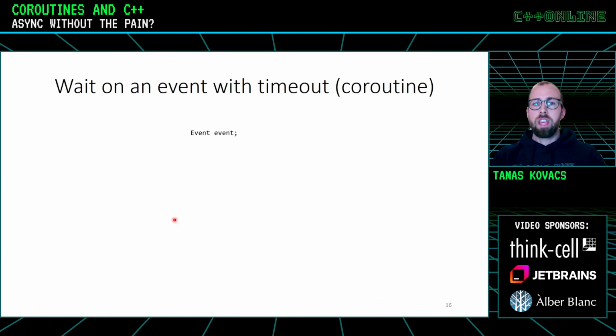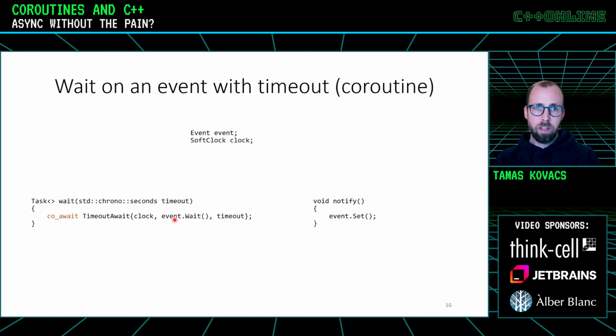So we have the same event, nothing changed there. We have now soft lock. Okay, you don't need to know too much about soft lock. Soft lock is very simple. It's just a lightweight thread-safe timer that schedules and executes callbacks after a certain duration. That's it. Our notify is untouched, the same.